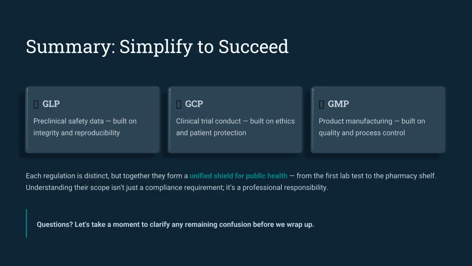Let us summarize. GLP governs preclinical safety studies and focuses on data integrity. GCP governs clinical trials and focuses on ethics and patient protection. GMP governs manufacturing and focuses on product quality and process control. Individually, each regulation serves a specific purpose. Together, they form a unified system that protects public health from initial research to the pharmacy shelf. Understanding their scope is not only a compliance requirement, it is a professional responsibility for everyone working in the pharmaceutical field. Thank you for your attention.